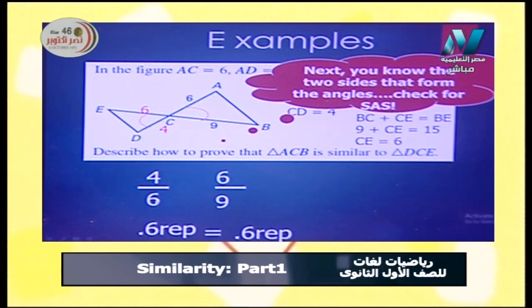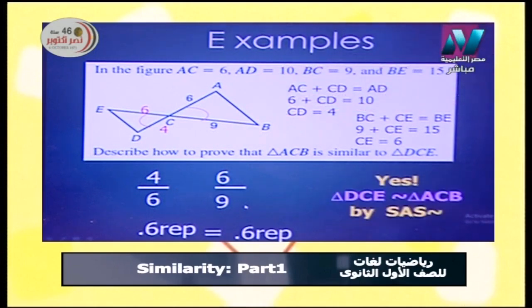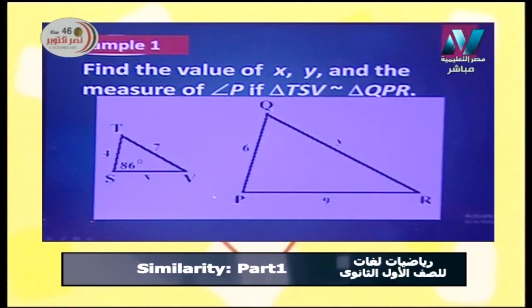Yes, 4 over 6 here. If we simplify it, it's 2 over 3, and 6 over 9 is 2 over 3 also. So they are equal. So yes, the triangle DCE is similar to triangle ACB by using the theorem SAS, or side included angle side.